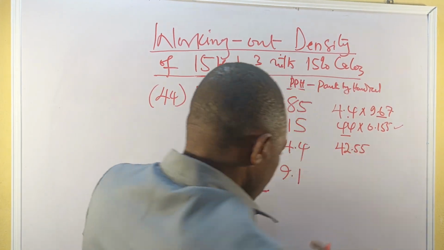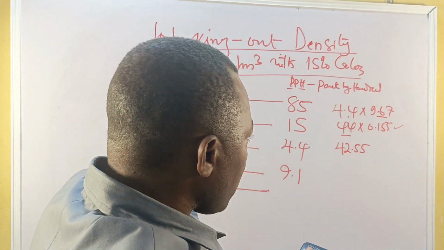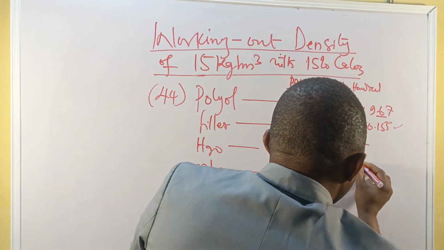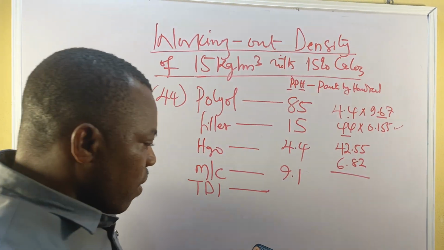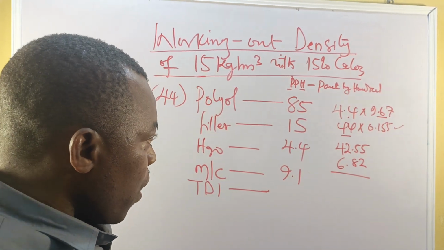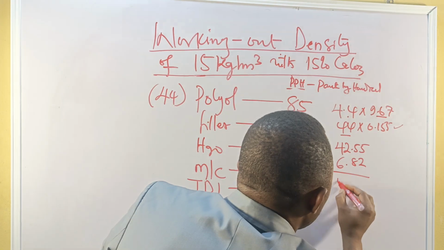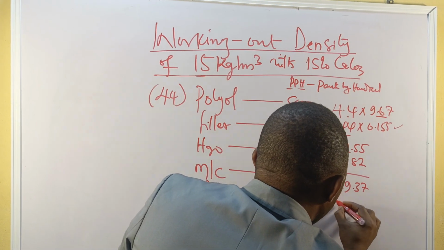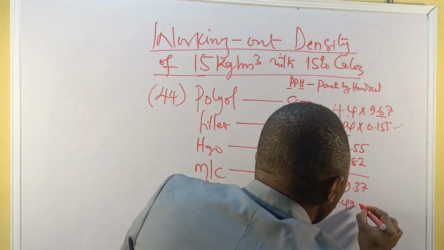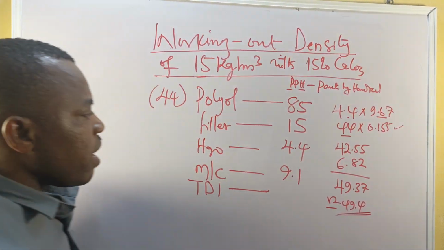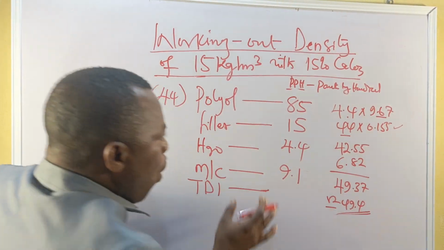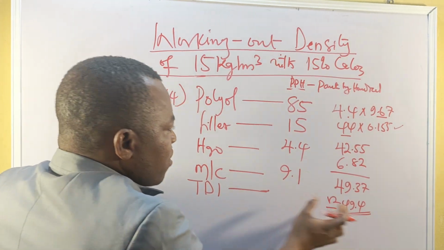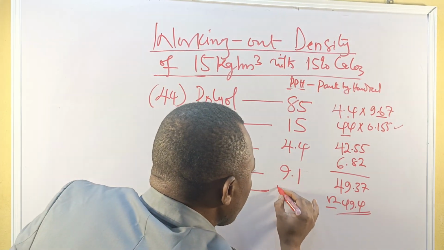Now the second one, 44 times 0.155, I have 6.82. Adding this together with 42.55 gives me 49.37, approximately 49.4. So I'm told that the exact amount of TDI for an index of 100 is 49.4.